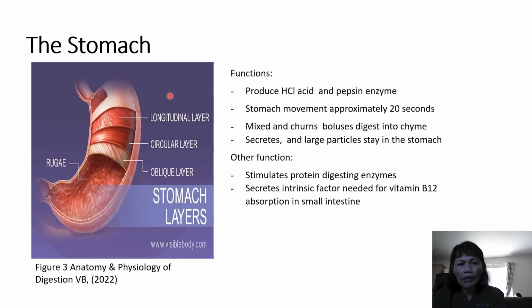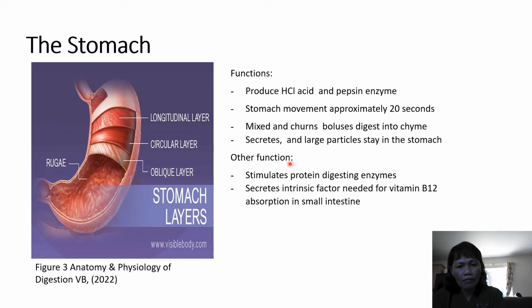The stomach. The stomach consists of three layers: longitudinal, circular, oblique, and there are rugae that allow it to expand when food is consumed. Function: produce hydrochloric acid and pepsin enzyme. Stomach movement occurs approximately every 20 seconds. Mix and churn. Boluses digest into chyme.